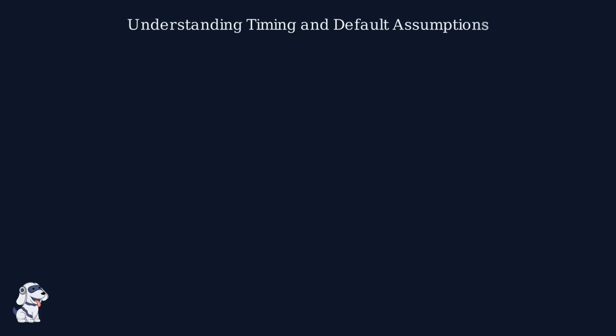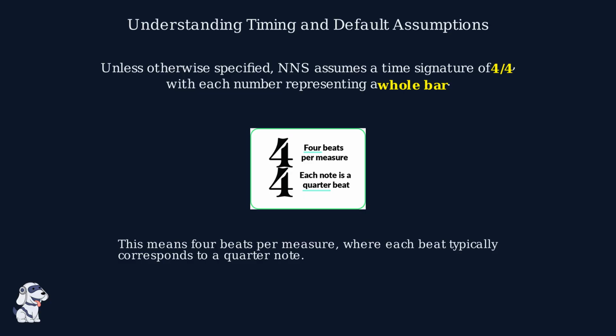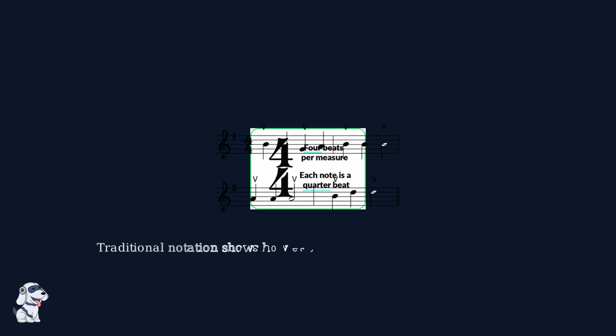In the Nashville Number System, timing follows specific default assumptions that ensure consistent interpretation across charts. Unless otherwise indicated, NNS uses a 4/4 time signature, meaning there are 4 beats in each measure. Each number in the chart represents a full bar, or measure, of 4 beats. This default timing provides a foundation for accurate performance.